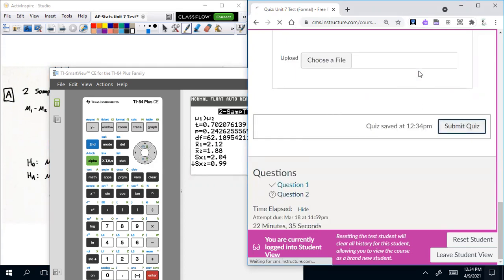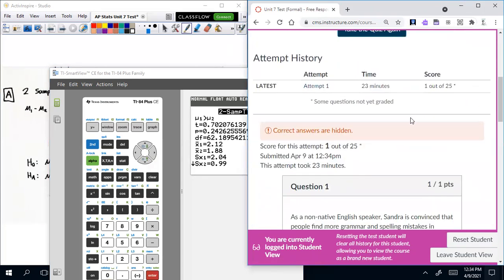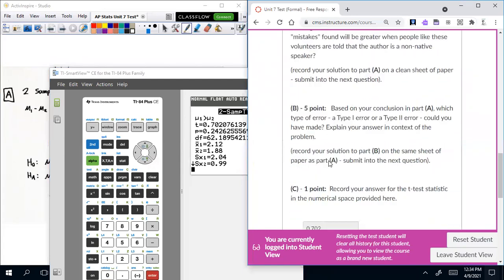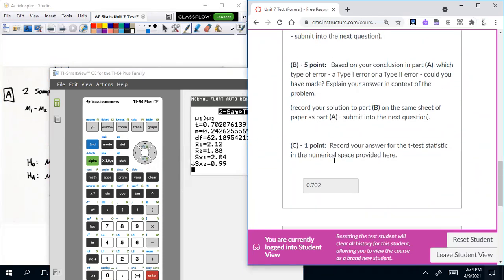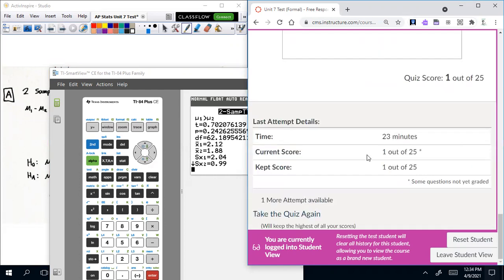If I just submit that, you'll tell right away that you get that point, right? I got that point because I had the right T value. So that should clue you in, hey, all right, I'm on the right track. I'm getting the right numbers. Well, let me go ahead and do this again.